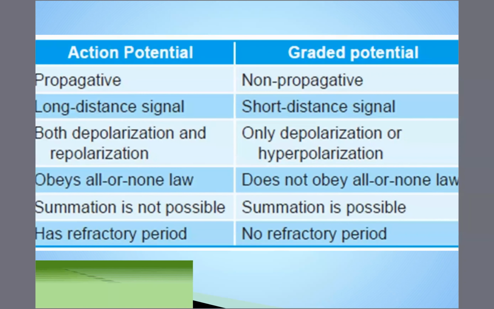A comparison between the action potential and the graded potential. In the action potential we have propagation, and we know how propagation occurs and how the action potential starts. The action potential differs from one part to another, whether in nerve, skeletal muscle or cardiac muscle; each has its special action potential and special firing level. So here there is propagation, while in the graded potential there is no propagation, only short distance signals, and so on. You have to read this comparison; it is very important. Next slide.